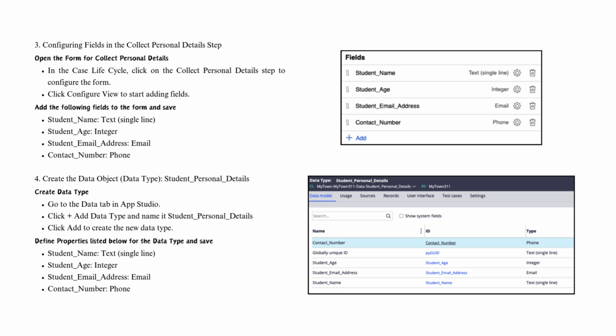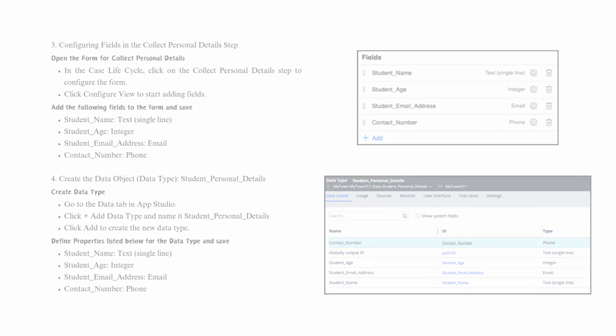Then, let's set up a new data type to store student information. In App Studio, go to the Data tab, select Add Data Type, and name it Student Personal Details. Add properties for student name, student age, student email address, and contact number to create a structured student records repository.